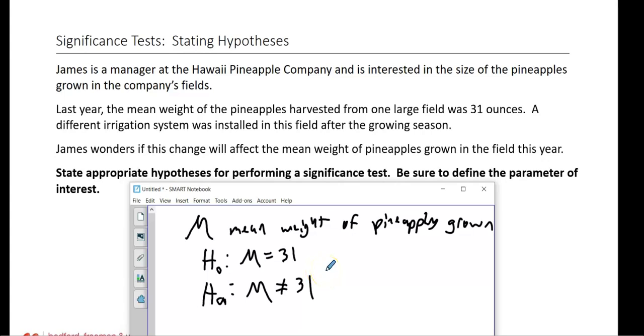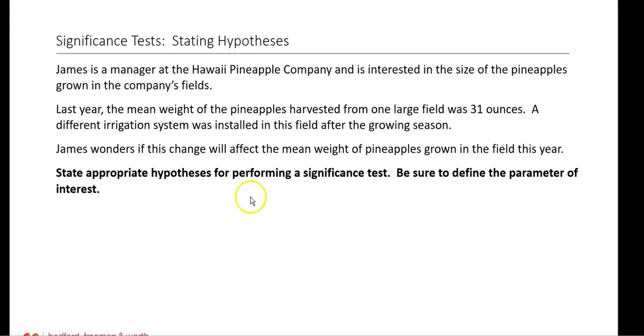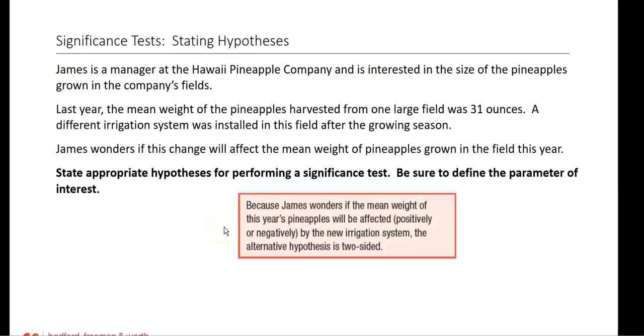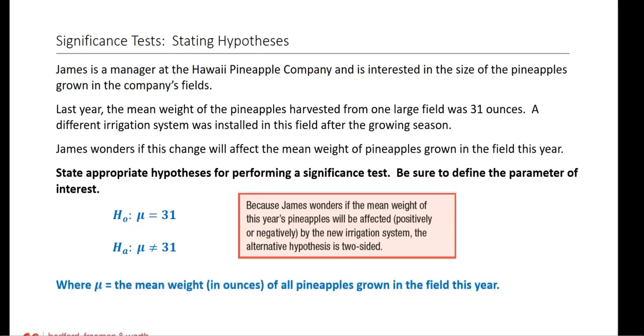test. So when we say two-sided, we're talking about a normal curve. There's parts over here and parts over here. When we say two-sided, that's what we mean. It's actually going in both directions, but we'll see. And that's exactly what they said. Good. The mean weight of all pineapples grown in the field this year. Good to put the units there too as well.